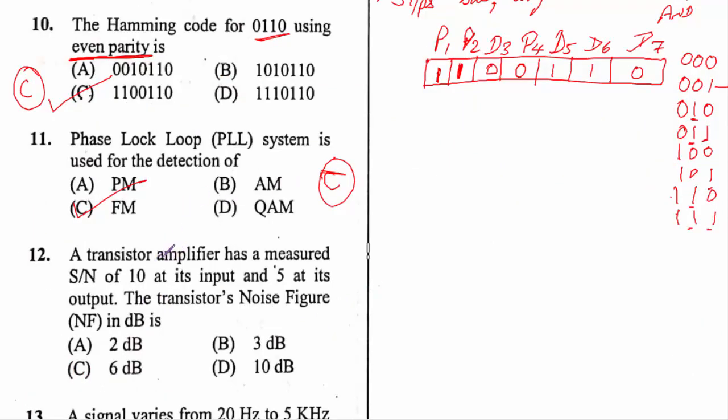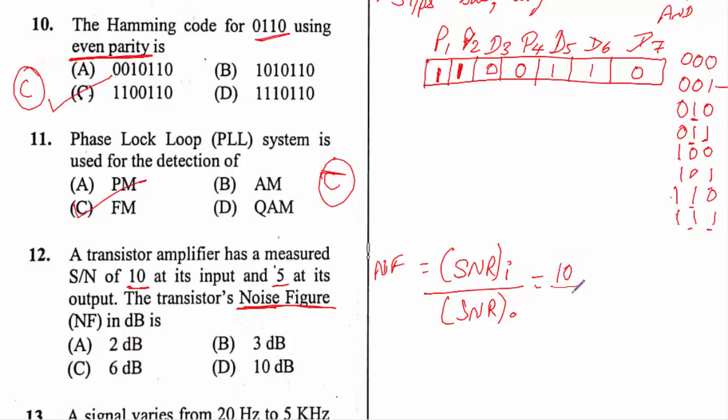12th question, what they have given is the transistor amplifier has a measured SNR at the input of 10 and 5 at the output. They are telling us to calculate the noise figure. We know that noise figure is expressed as the signal to noise ratio at the input to the signal to noise ratio at the output. What is the SNR at the input? It is 10. What is the SNR at output? It is 5. So 10 divided by 5 will be 2.